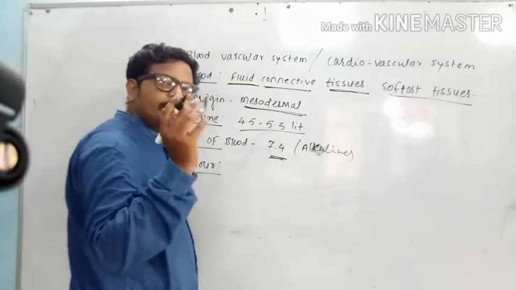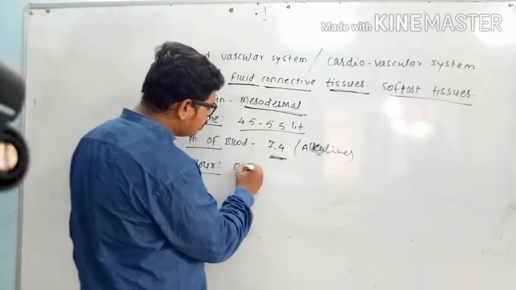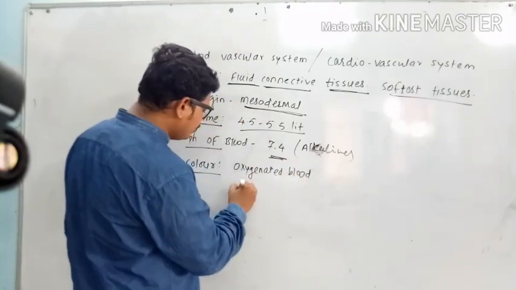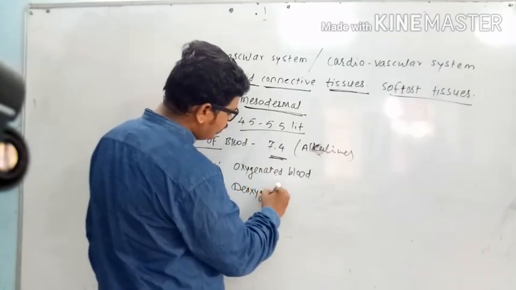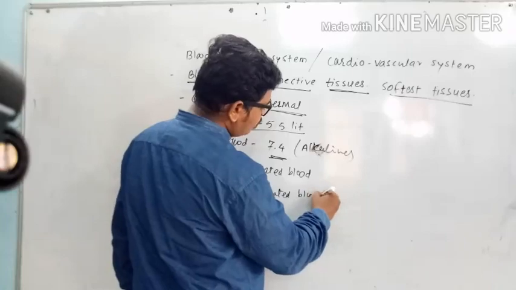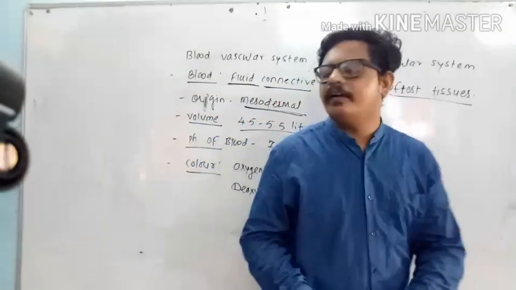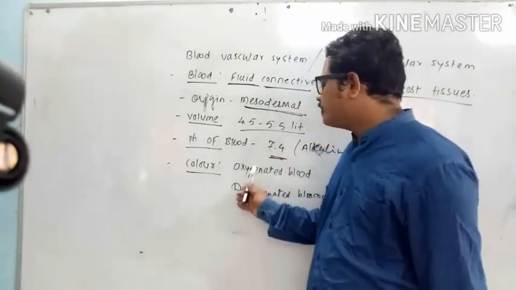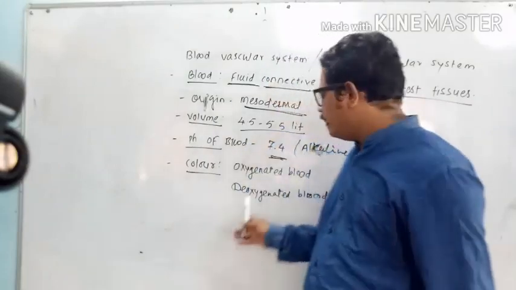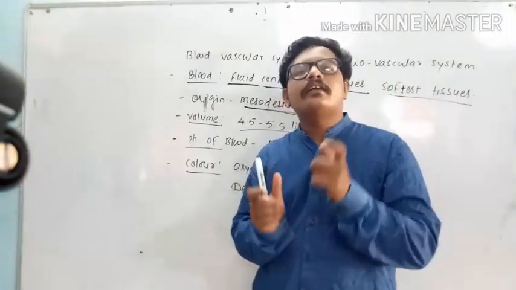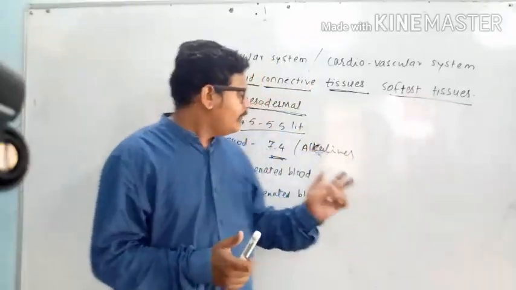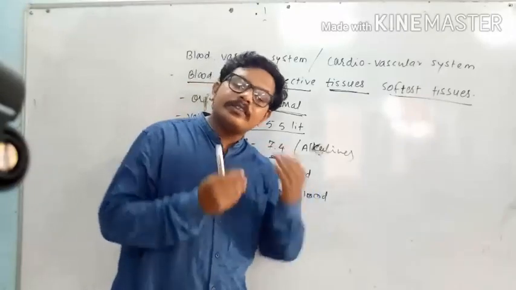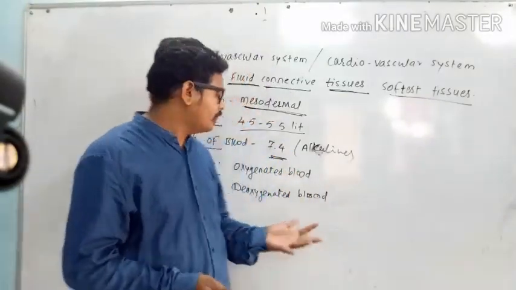Blood has two types: one is oxygenated blood, and another is deoxygenated blood. These are the two types of blood. Oxygenated blood means the blood which contains oxygen, and deoxygenated blood means the blood containing carbon dioxide instead of oxygen. Oxygenated blood means blood with oxygen; deoxygenated blood means blood without oxygen, which contains carbon dioxide instead.